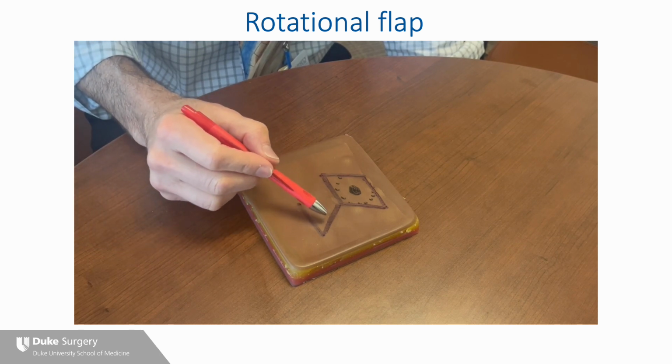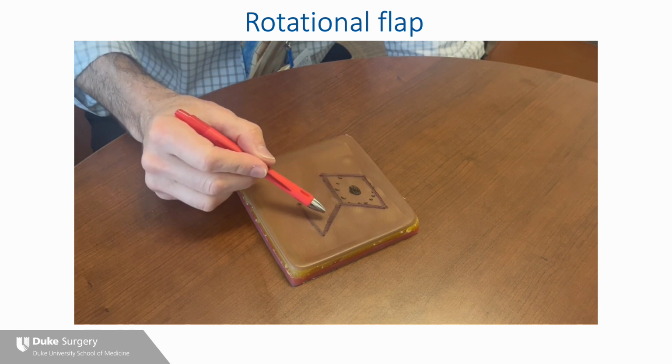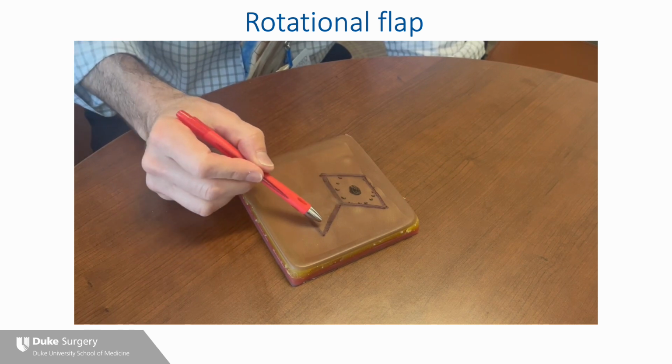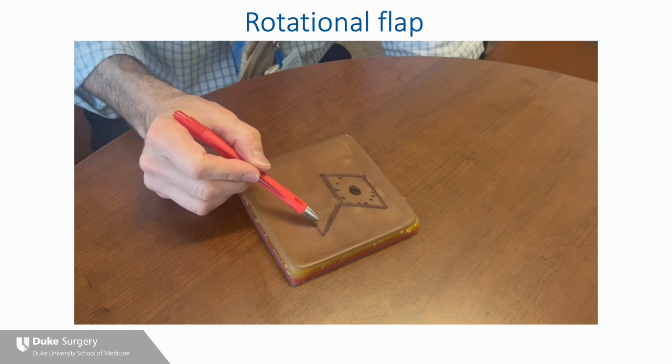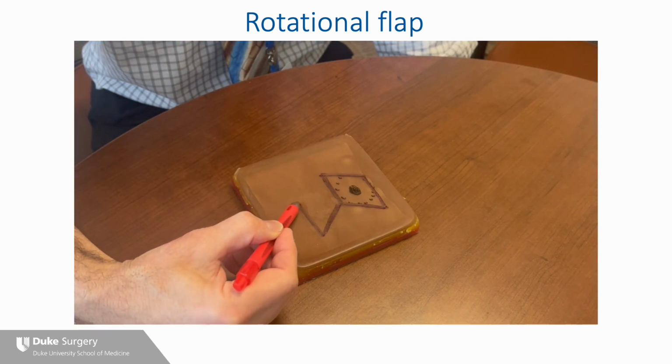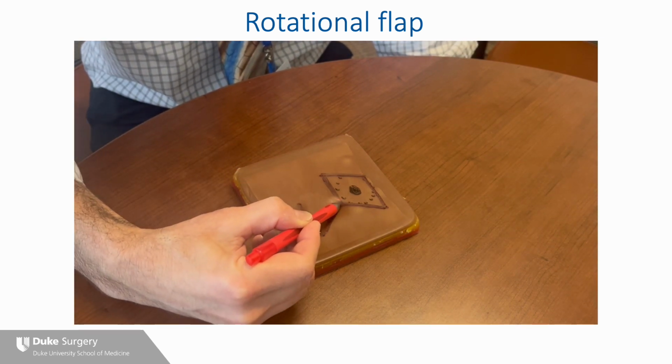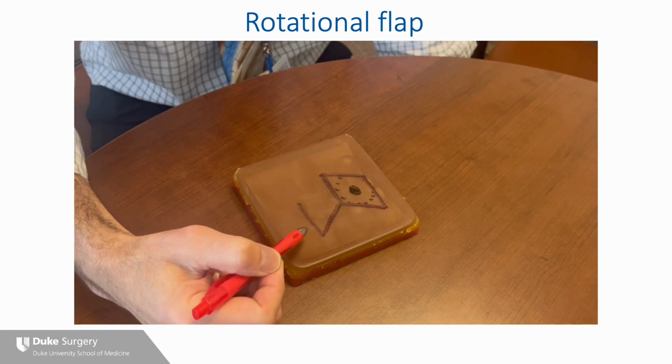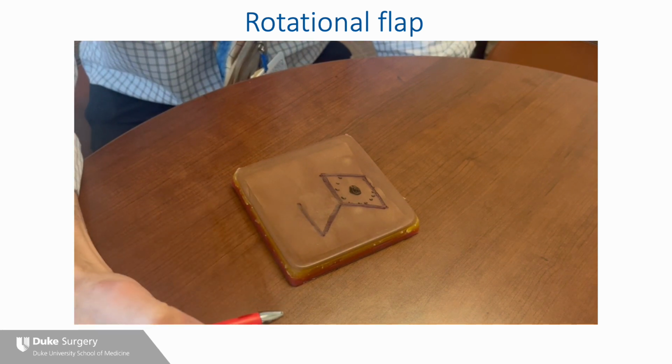Incidentally, the defect that you've created in rotating this flap is called the secondary defect, and the way that ends up being closed is by connecting this point here to that point there. So that secondary defect is closed primarily, essentially.